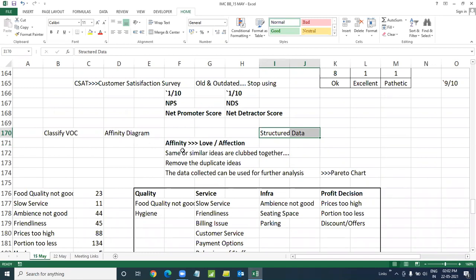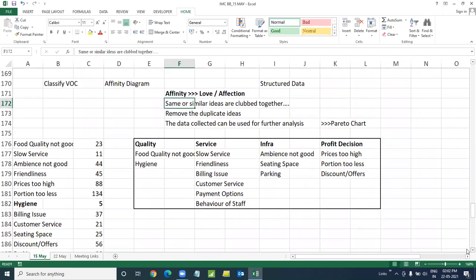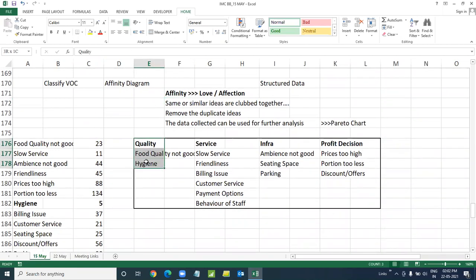Basically, when using an affinity diagram, what you will be able to do is club together same or similar problems in one logical group. Like in the restaurant example we talked about, we put all the quality issues into one segment, all service related challenges in one segment, all infrastructure related challenges, some profit related. So same or similar ideas are clubbed together. When you do that, you're able to remove the duplicate ideas.